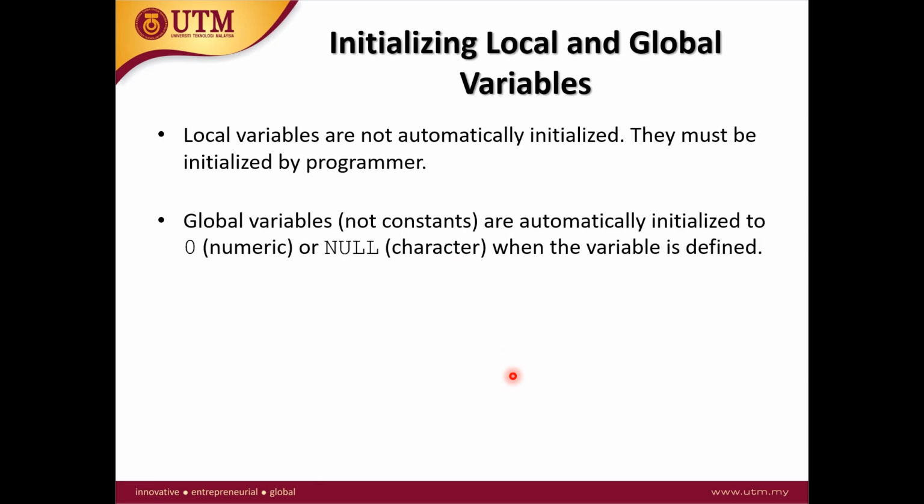So how do you initialize the local and global variables? The local variables are not automatically initialized. You need to initialize them by yourself. You need to give them a value. While the global variables are going to be initialized to 0 or the null character when the variable is defined, so you're not having that control. You need to initialize the local variables whenever you are creating them. But for the global variables, if you don't give them any value, C++ automatically gives them 0 for numeric variables and null for character variables.